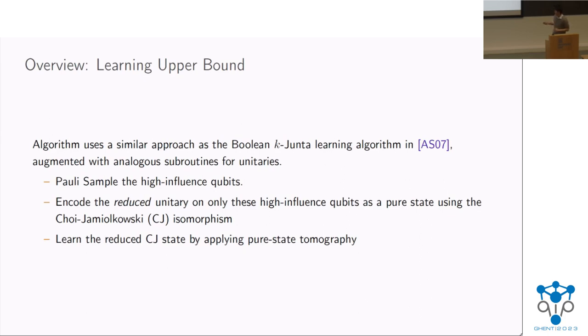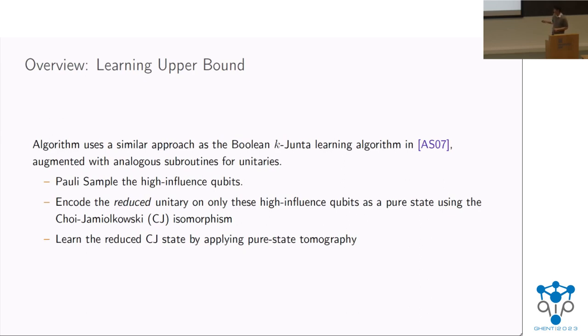So the idea is that you don't know which qubits have influence. So what you do is you use this subroutine called Pauli sampling, and from there you can determine which qubits have a non-negligible amount of influence. Once you know these qubits, then you can produce a Choi-Jamiołkowski state on these important qubits. Such a state on the important qubits will be small, so it'll have no more than 2k qubits. And furthermore, it'll also be a pretty faithful representation of the actual unitary U, because it essentially holds all the qubits that have non-negligible influence.